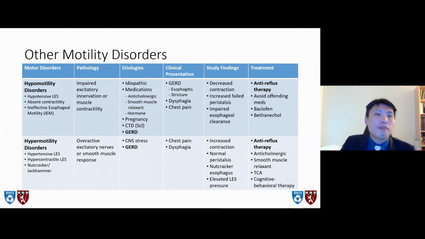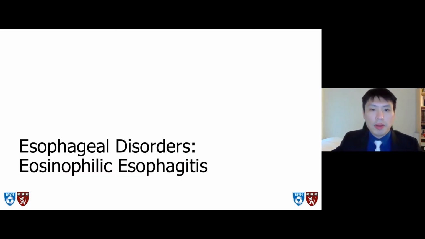The one thing I want to point out here is that, as you can see, GERD is a common cause of both hypo and hypermotility disorder, or a consequence of either one. So oftentimes the first line of treatment is anti-reflux therapy before progressing to other types of therapy for either hypo or hypermotility esophageal disorders. So next, I'm going to talk about eosinophilic esophagitis.